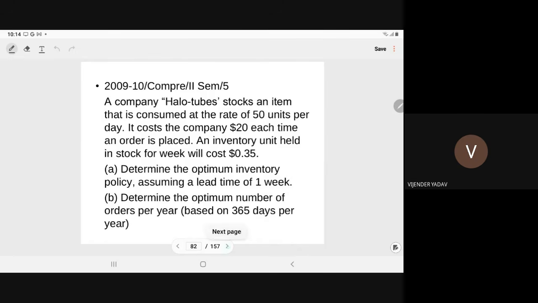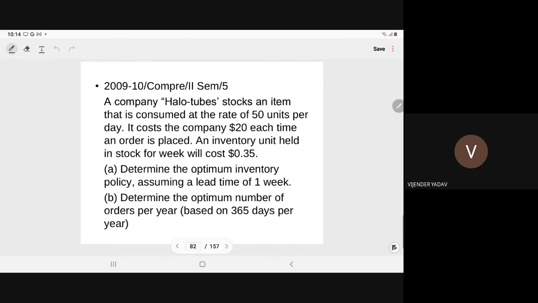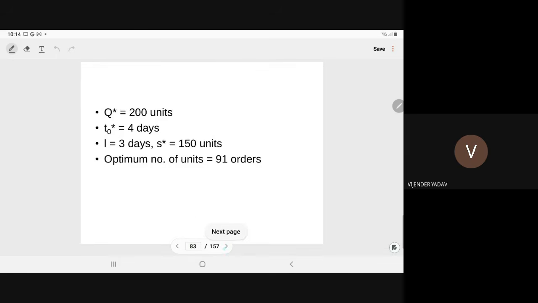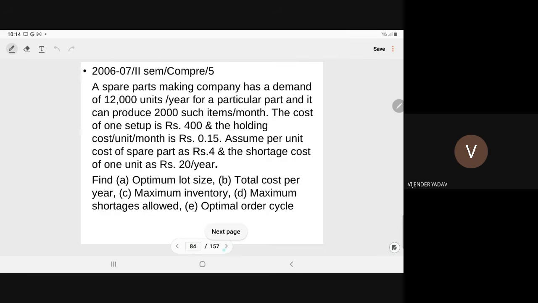So these are some questions just for your reference from previous years' papers.